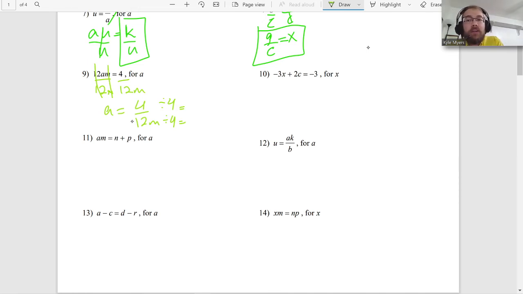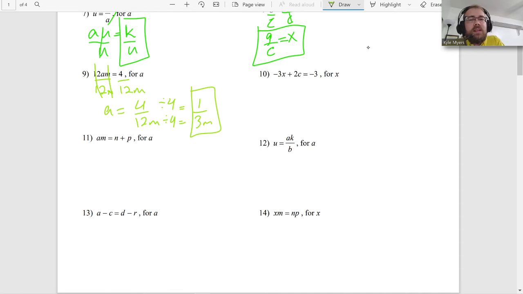Okay, both 4 and 12 divide by 4, so divide them both by 4, and you would get 1 over 3m. That's going to be the final answer, not 4 over 12m. Don't simplify unless you have to, but if it's something you would have simplified anyway, even without this new equation with multiple letters thing, you still got to simplify what you would normally simplify. Does that make sense? Let me know in the comments below.